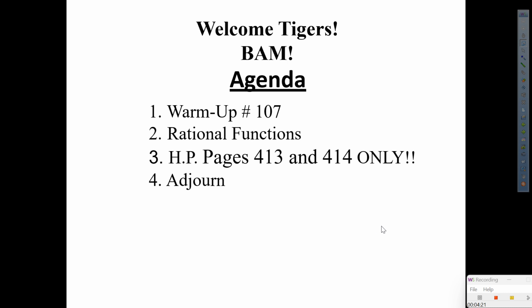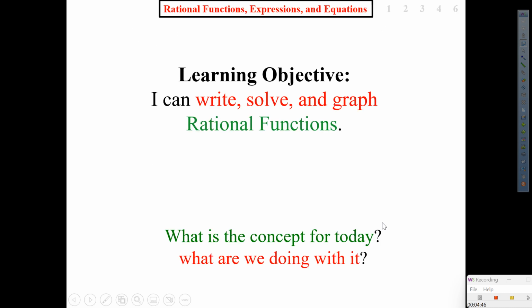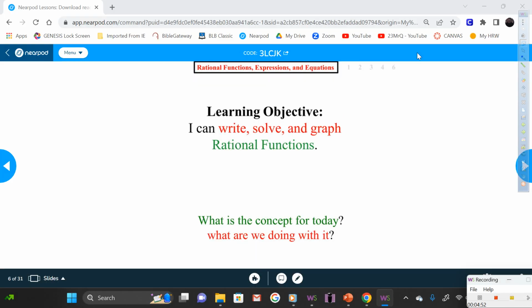All right, get a Cornell note ready, please, so we can get started. All right, shall we? Here we go. Our objective for today: I can write, solve, and graph rational functions.